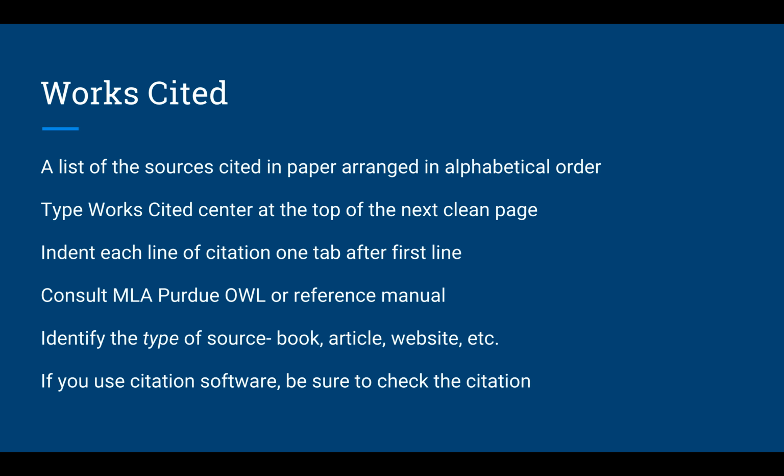The most important thing, you don't have to memorize exactly how to do a citation. The most important thing is to identify the type of source that you've been quoting. This could be a book, it could be an article, it could be a website. A lot of times in this course, you're going to be citing a chapter from an anthology. So it's important to know what type of source you're citing. And then it's about referring to a desktop manual or MLA Purdue OWL to see how to cite it.